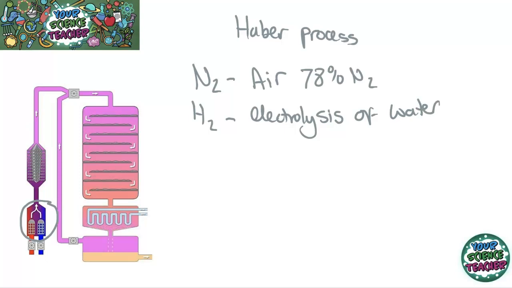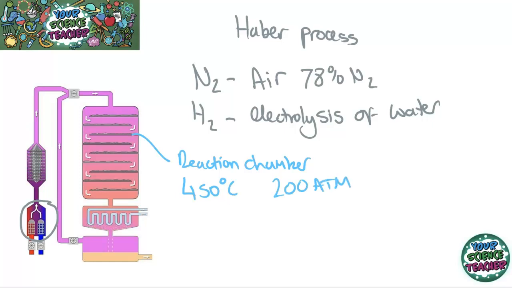So this reactant does require a lot of energy to get the reactant in the first place. Also, storing hydrogen can be a little bit dangerous as well, so that's another problem of this reaction. So once I've collected my two reactants, I send them into my reaction chamber. And inside this reaction chamber, I have the conditions that were on the last slide. Remember, 450 degrees C and 200 atmosphere pressure. And the reaction takes place here.